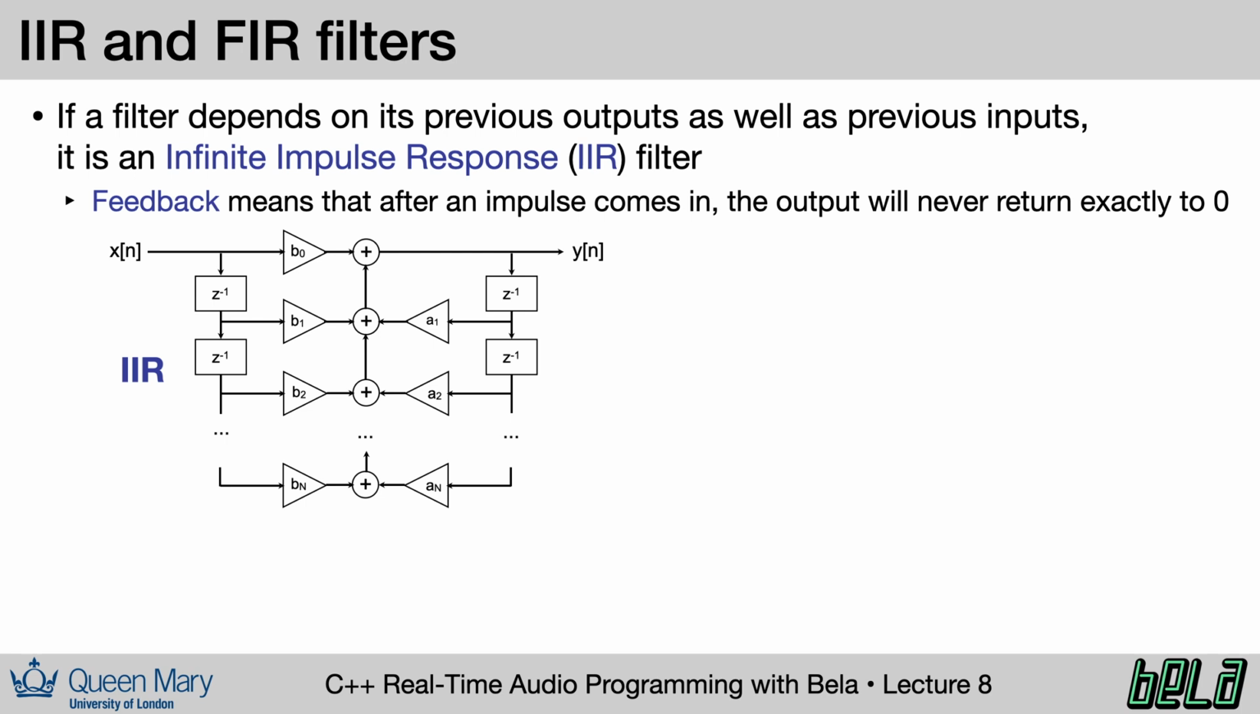Now, for any filter that depends on both previous inputs and previous outputs, we describe it as an infinite impulse response, or IIR filter. What that means is that this filter uses feedback, and because of that, if we ping it with an impulse, which is a signal that is 1 for one sample and 0 ever after, the output will never actually return exactly to 0. Every continuous time filter in the analog world is IIR.